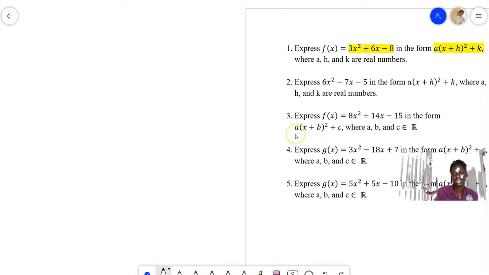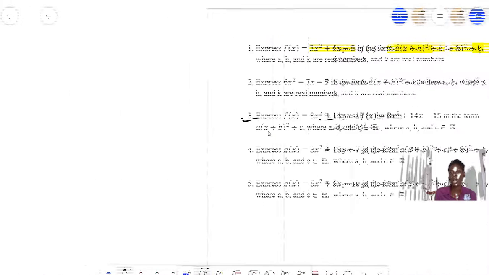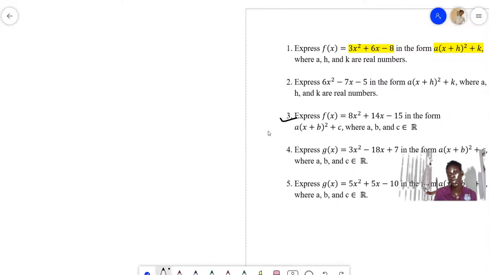Hi guys, so in this example we are looking at question 3 on the right. Express f(x) = 8x² + 14x − 15 in the form a(x + b)² + c, where a, b, and c are real numbers, or elements of the set of real numbers. Alright, so it's asking the same thing as in previous examples.